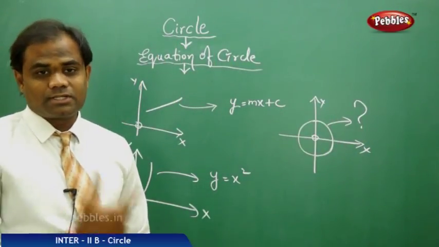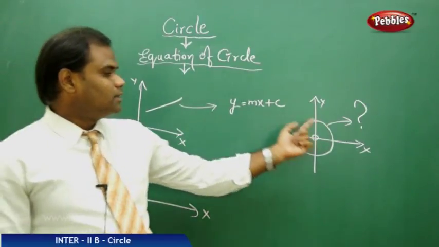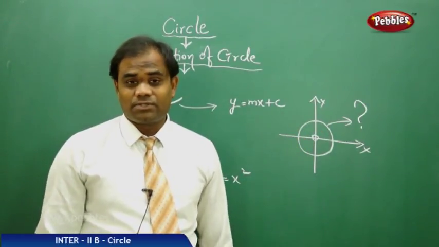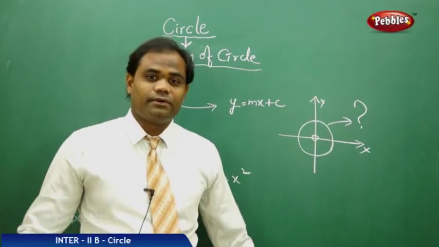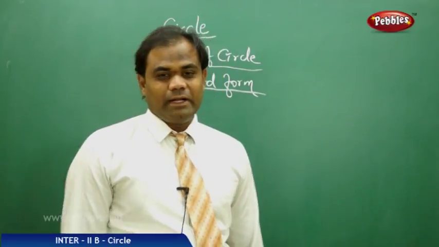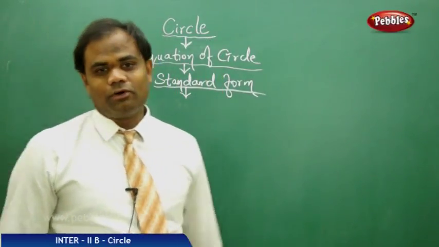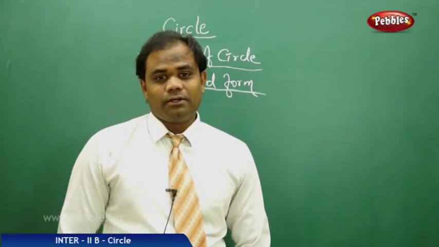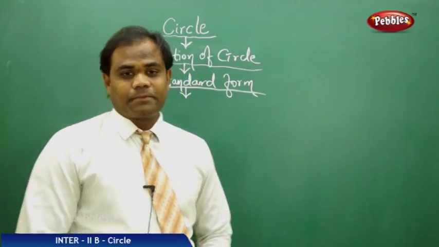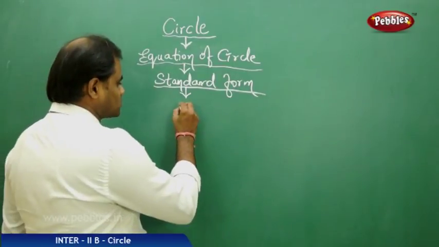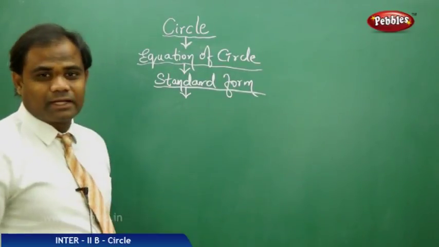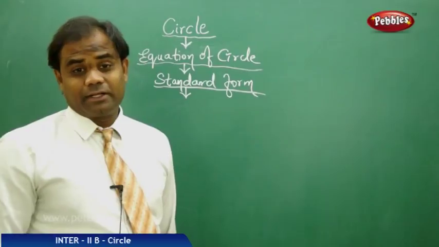So we are going to discuss now what would be the equation of a circle in the xy coordinate system in its different forms. Now let's see the standard form of the equation of a circle. Initially, what is the standard form? If I take the circle with center as origin, then we call that a circle in standard form.